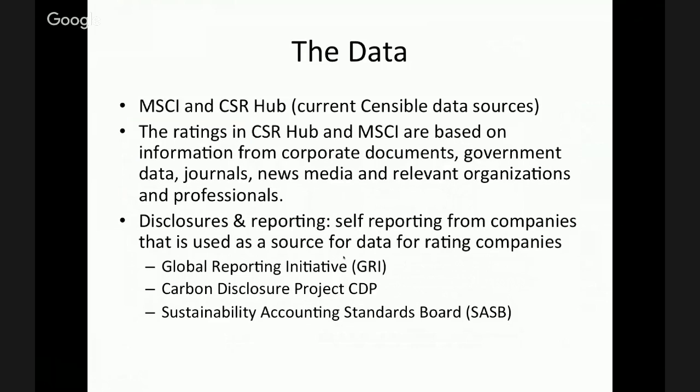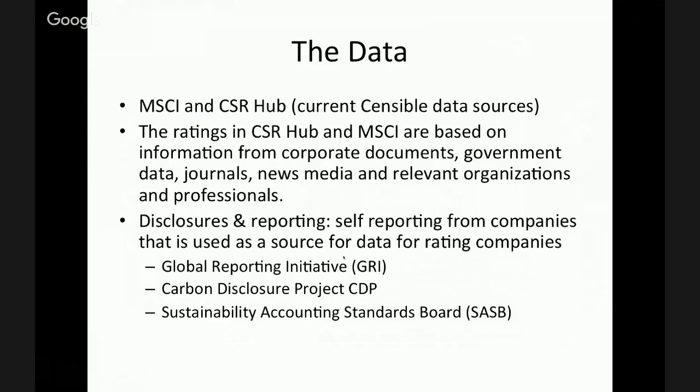And that information is based on corporate documents. There's a lot of self-reporting. There's government data, journals, news media, organizations that are evaluating companies for how they perform on these things, and professionals. So the disclosures and reportings, as I mentioned, that's self-reporting from companies. And that's becoming more and more prevalent, although there is a degree of fatigue in corporate America on reporting, because they are pretty involved processes to report on this ESG data, so environmental, social, and corporate governance data.